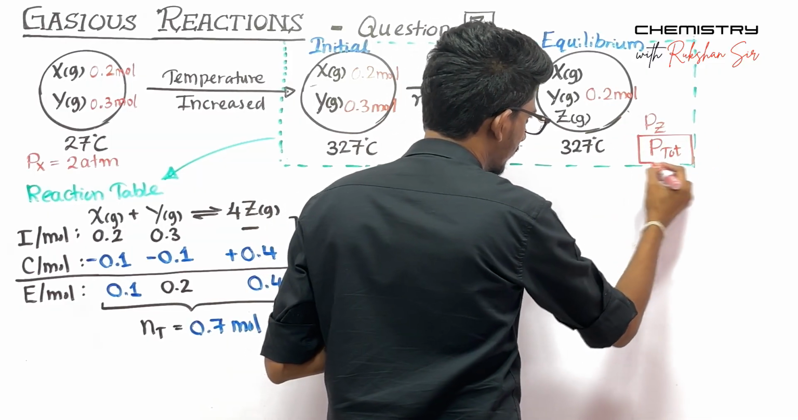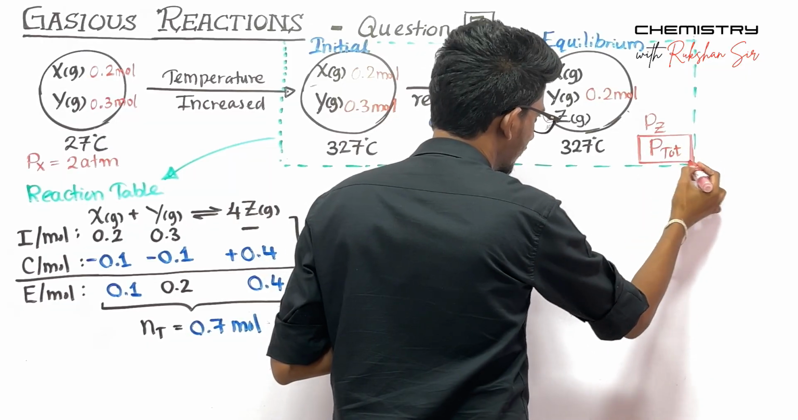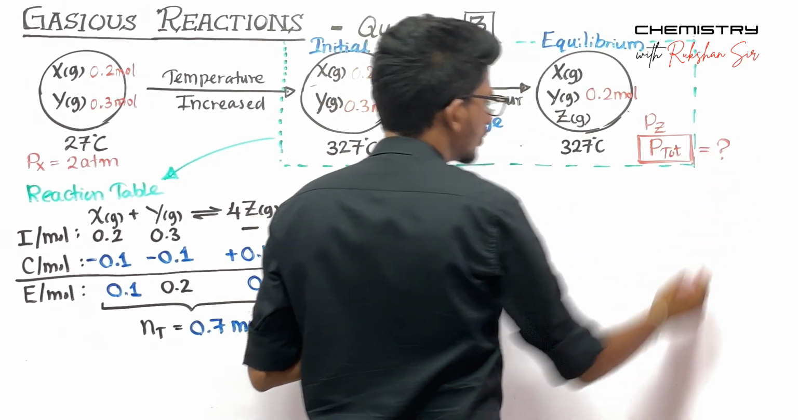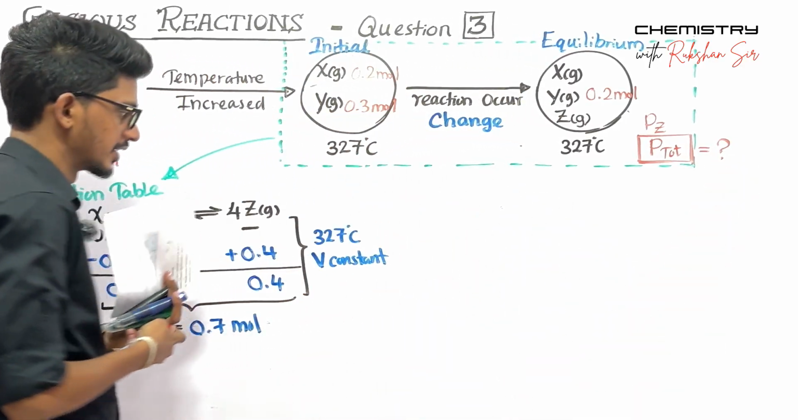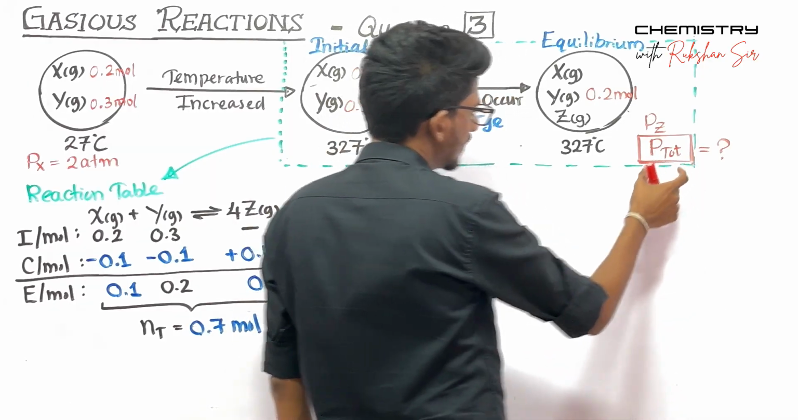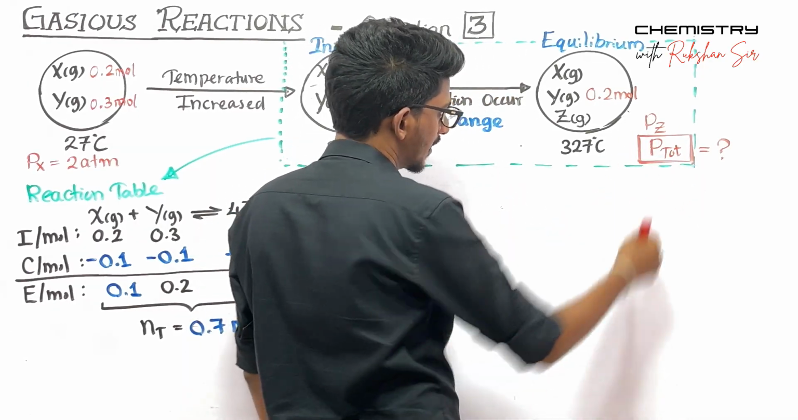So this is our problem now. This is our task: to come up with the total pressure. Total pressure, that is our goal. So let's use the method of proportionality. We are supposed to find the pressure data.